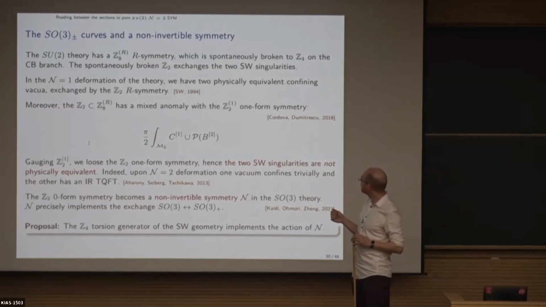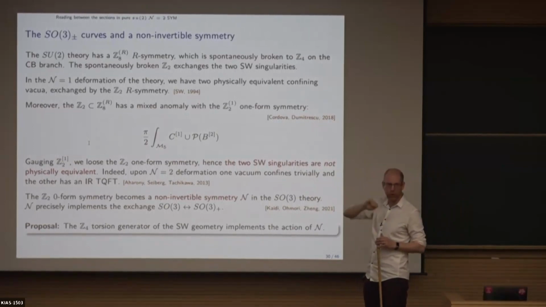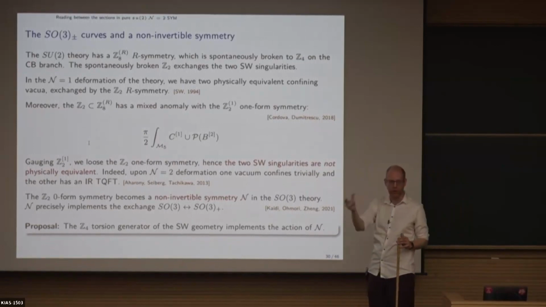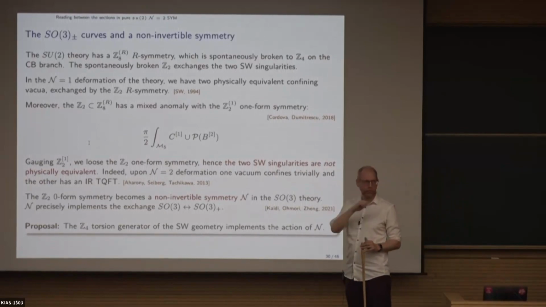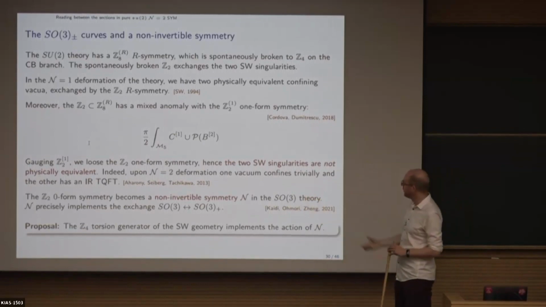of which Z8 is broken to Z4. So there is a Z2 spontaneously broken on the Coulomb branch. And this spontaneously broken Z2 exchanges the two I1 singularities on the Coulomb branch. The monopole and dyon points are then physically equivalent. And we know that also by deforming to the confining and equal one vacua. Like in the Seiberg-Witten paper, they are literally related by an R symmetry. So they have the same physics.